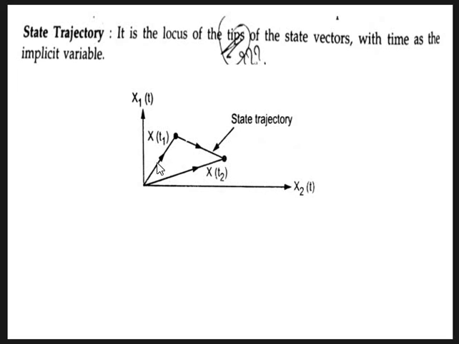So x1 of t and x2 of t, two state variables, have state vectors like this. This one is the vector x of t1. This one is the vector x of t2. The tips of these vectors combined together form a path called the state trajectory.